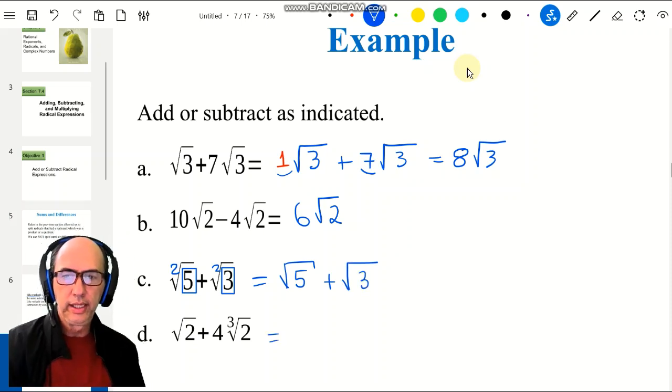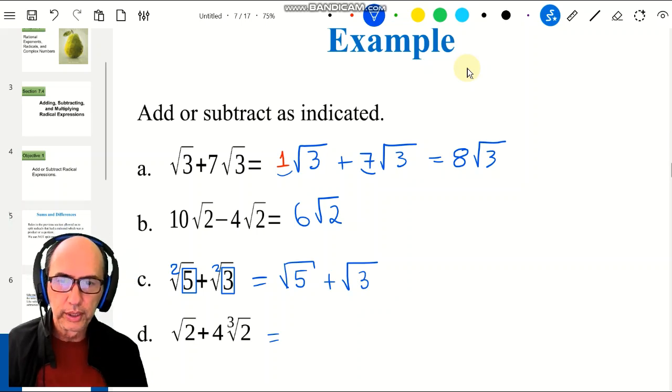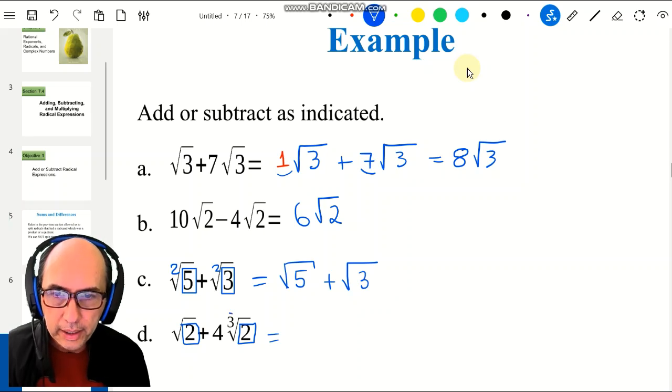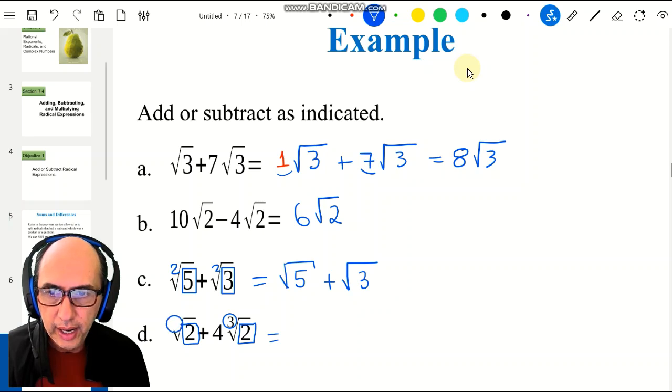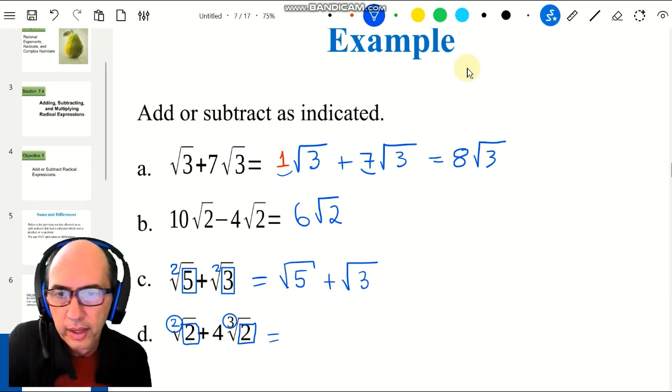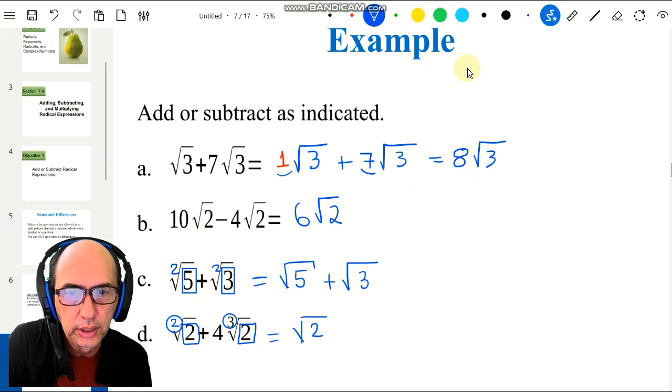And what about letter D? Square root of 2 plus 4 cube root of 2. Now we have the same radicand, but the index is different. Here we don't have anything, which means it's a square root, and here we have the 3, which means it's a cube root. We cannot do anything at all. We just keep it: square root of 2 plus 4 cube root of 2.